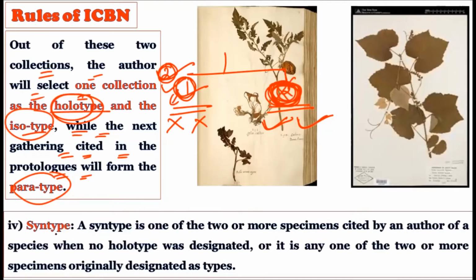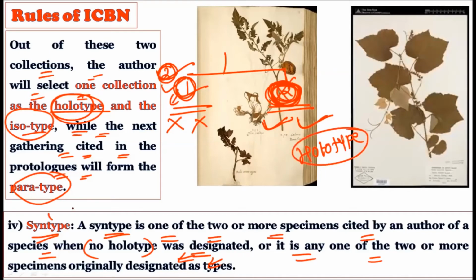Then the fourth one is the syntype. Now, what is a syntype? A syntype is one of two or more specimens cited by the author of the species when no holotype was designated, or any one of the two or more specimens originally designated as types. So if no holotype is described, then in such a condition the plant material is considered as a syntype. Syntype is easy to understand. When a holotype is not designated, whatever specimens are there are considered as syntypes.